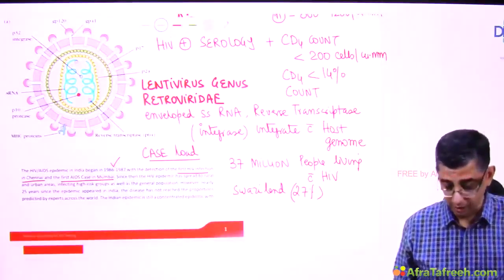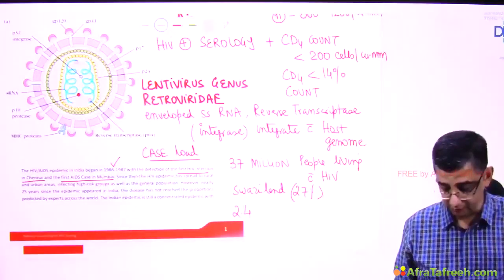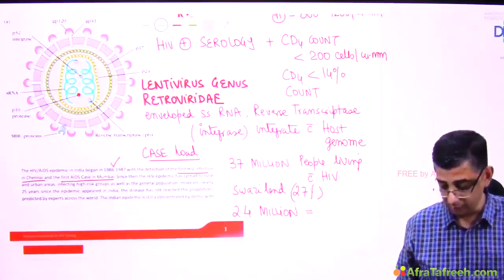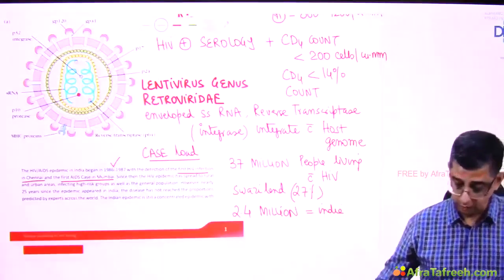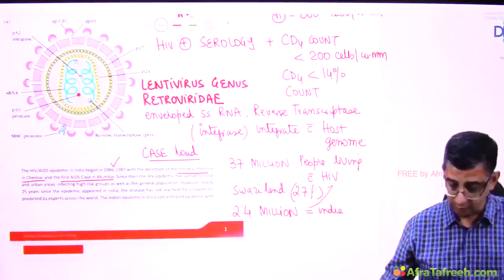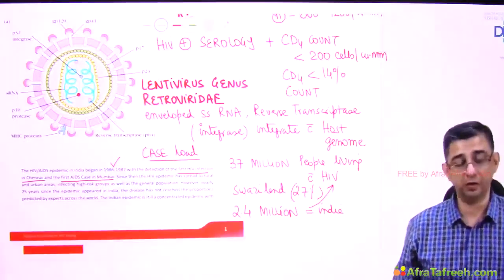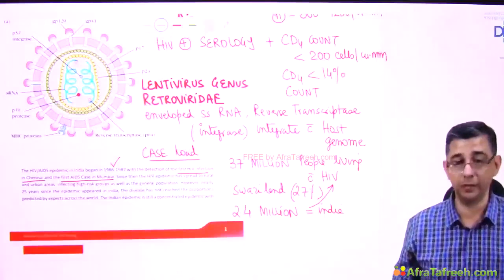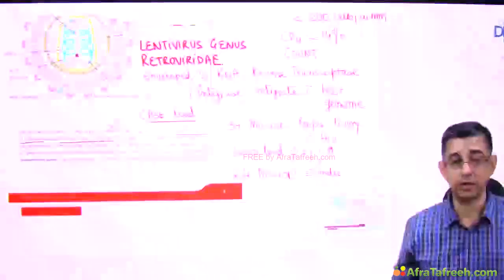Thankfully India has been a little less afflicted with this global epidemic, and when it comes to India, it is 2.4 million people who are living with AIDS in India. Though PSM people might say 2.1, most of the references that I found were giving a range between 1.9 to 3.4. The average was given as 2.4 million. So I would like you to stick with this data.